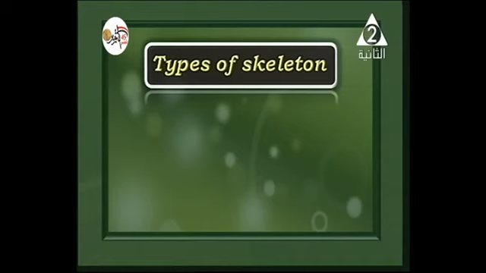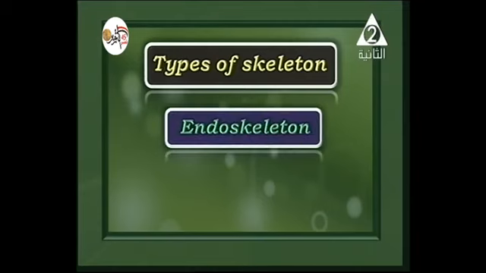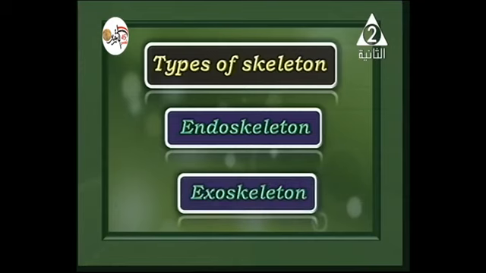Well, we have different types of skeleton. It may be external or it may be internal like us. Internal, we call it endo, something in, okay, inside the body. We call it endoskeleton, such as in humans or most vertebrates. While exo means what? That it covers the animal from outside, and we call it exoskeleton.